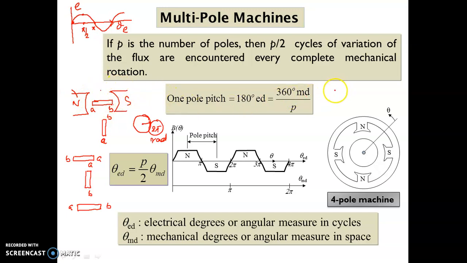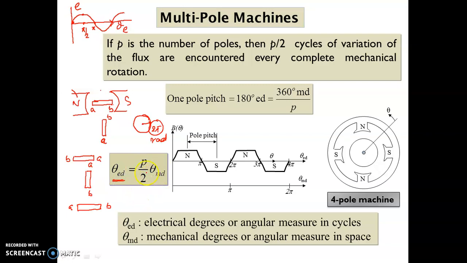But if you put 4 poles as shown here, suppose this is a 4 pole machine, then if you rotate one complete mechanical cycle, there will be 2 electrical rotations, because one north and south pole creates one electrical rotation, so another north and south pole will create another electrical rotation. So the relation between theta electrical and theta mechanical we can generalize as P by 2 times theta mechanical.